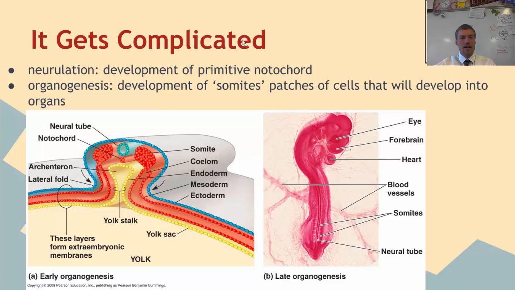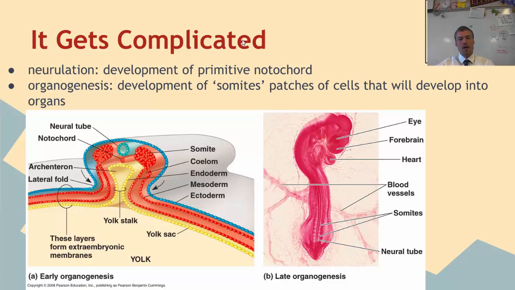It gets a little complicated. The couple things you should know are neurulation, which is development of the primitive notochord. And remember, the notochord is the precursor to the spinal cord. And then you've got organogenesis, which is the development of organs, and those come from somites, which are patches of cells that are eventually going to develop into specific organs.